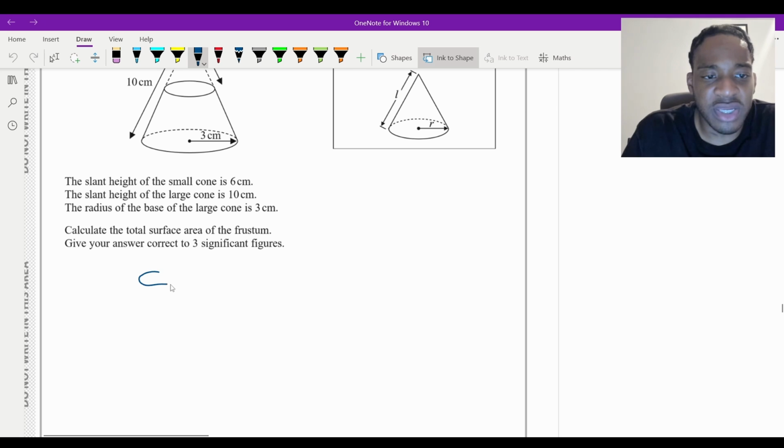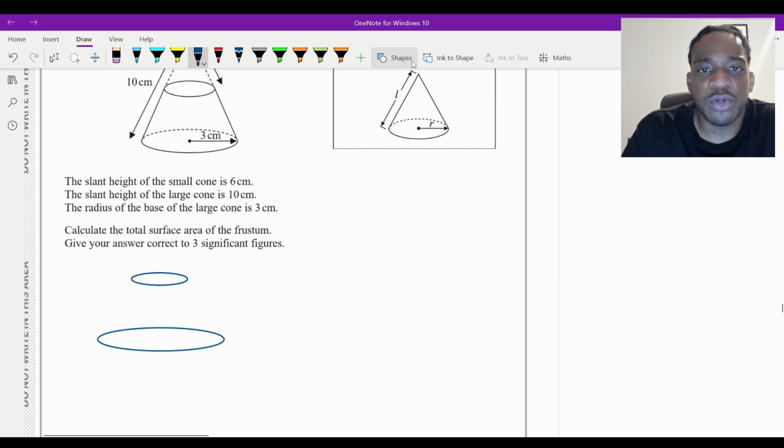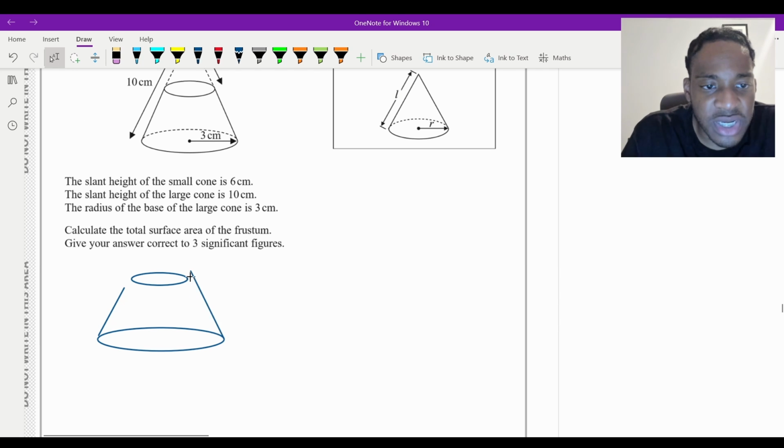I'm going to draw a circle like that. I'm going to draw a slightly bigger one, like that. And then I'm going to connect these lines to get the frustum. So like this, essentially. And then I'll join it up in a second. And then this one like this. And then let me join these up so it's nice and neat. That's fine there.